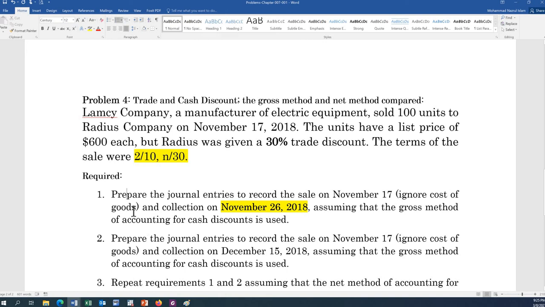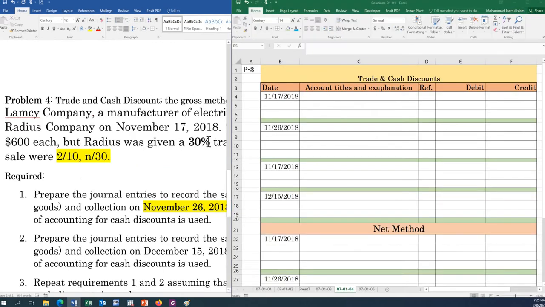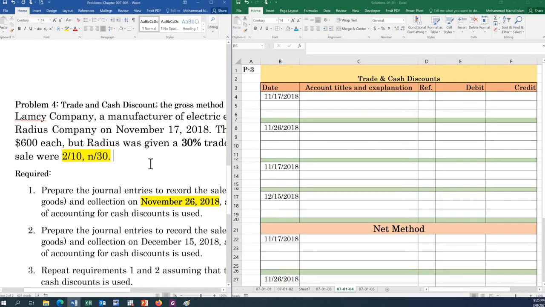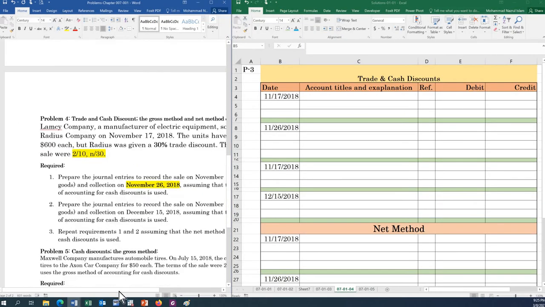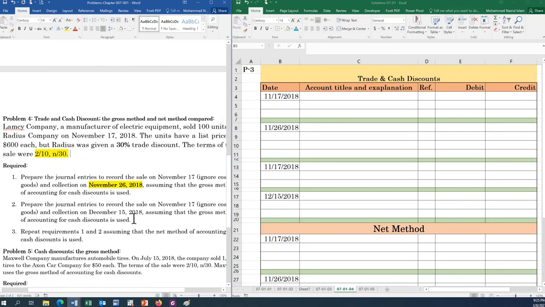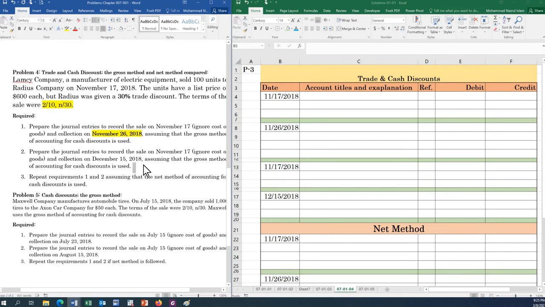We can ignore the cost of goods sold and collect on November 26, assuming that the gross method of accounting for cash discount is used. Okay, so this is gross method. So the first one is, so it is saying we are selling on November 17. Okay, so what would be the entry?